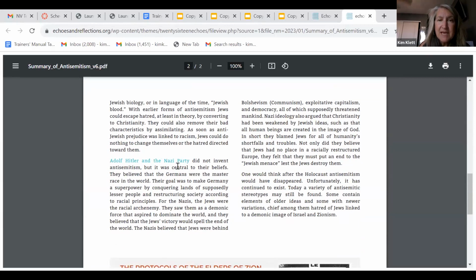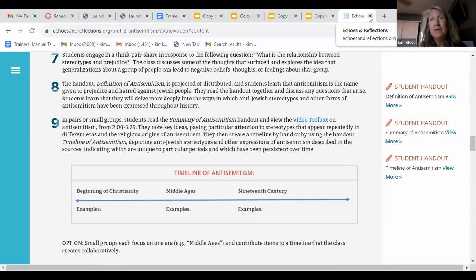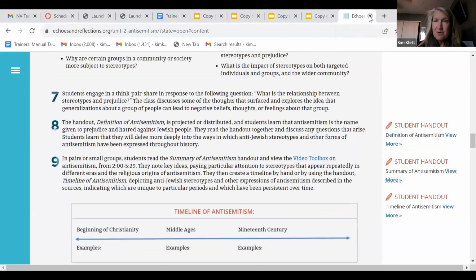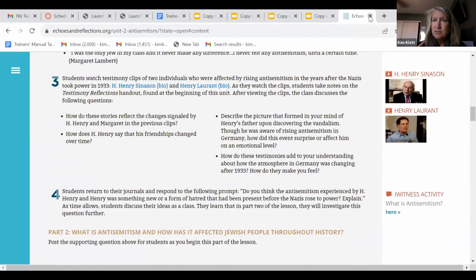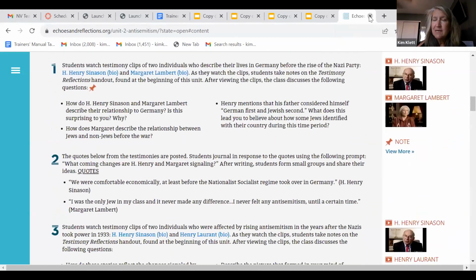And then it's also picked up a little bit here with Hitler and the Nazi Party with eugenics and things like that. So this is an article that I used every year to help teach that. If we had more time in a longer session, we would read this together and kind of break it down, but we don't have that time. So what I'm going to do, though, is show you 2 testimonies.